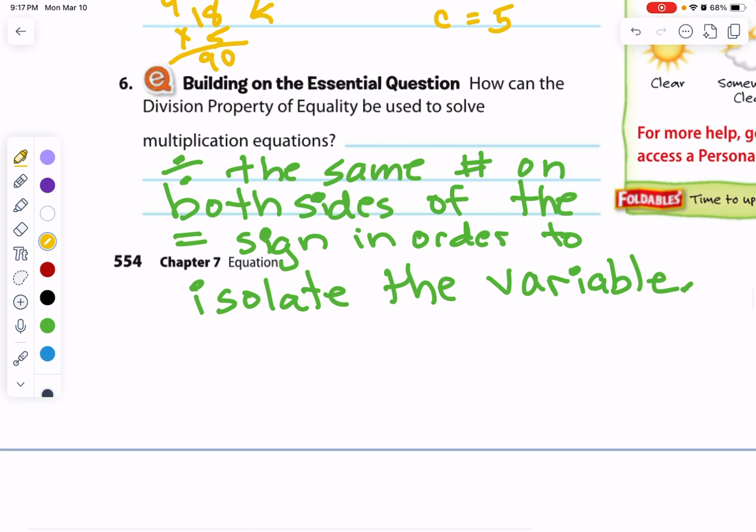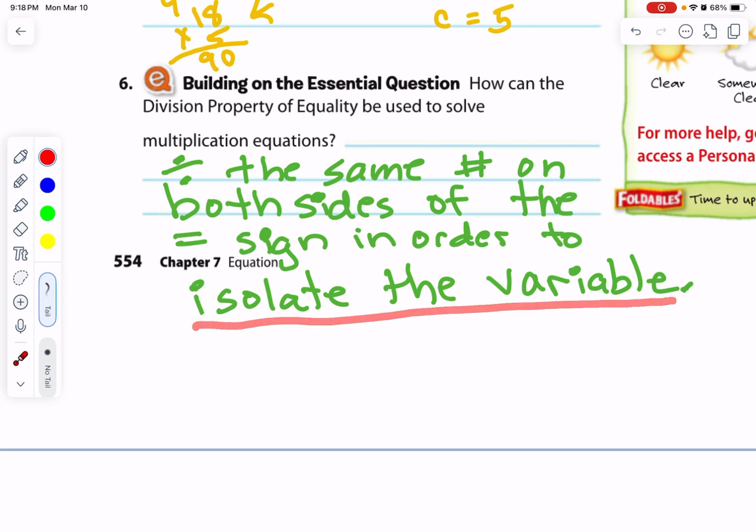All right, so this last question here: how can the division property of equality be used to solve multiplication equations? Basically, when we divide the same number on both sides of the equal sign, that isolates the variable, meaning it gets the letter all by itself on one side. And if we succeed at doing that, the other side of the equation will tell us the answer for the variable. Okay, and it works on simple problems and it works on really difficult problems.